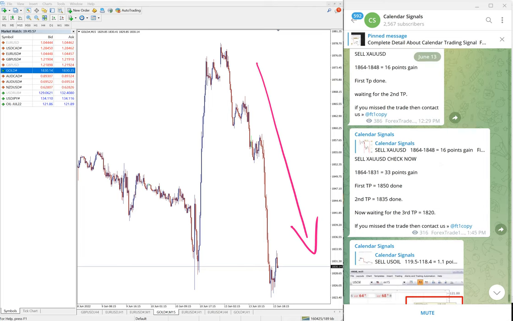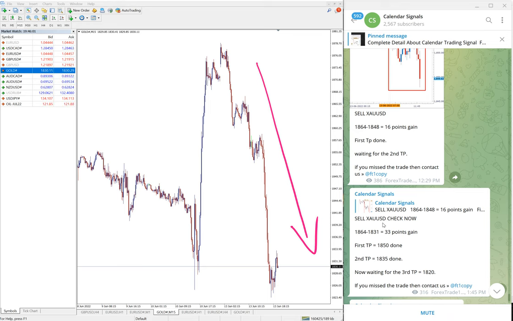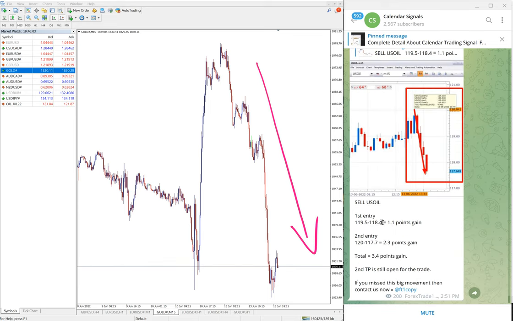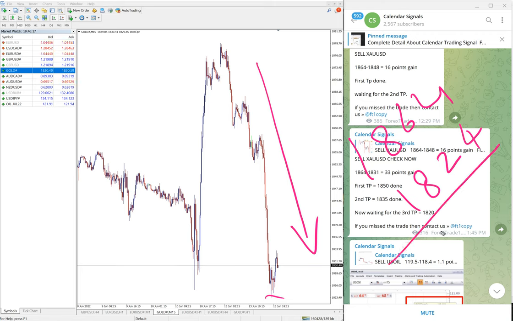Here is the entry taken from 1864 gold. 1864 entry, and the low traded you see 1824, we can say around 40 points. That's very huge profit on the gold signal.